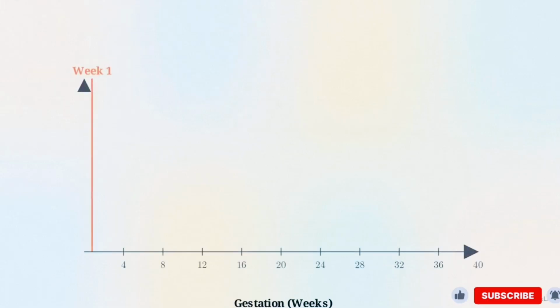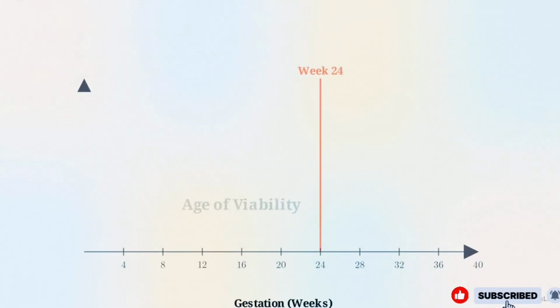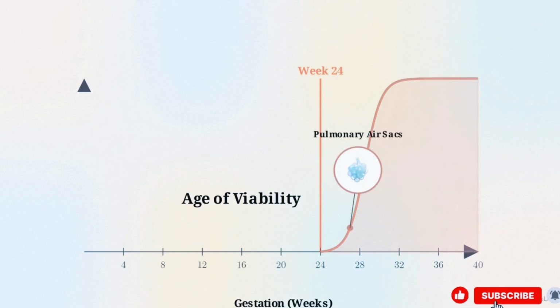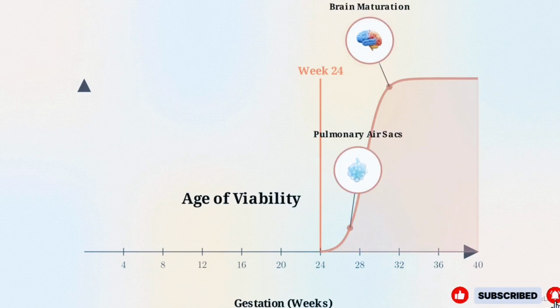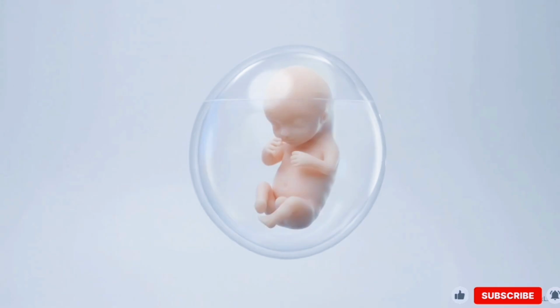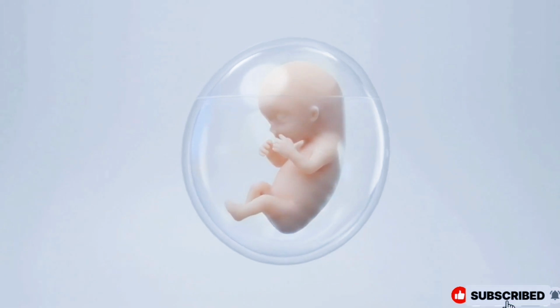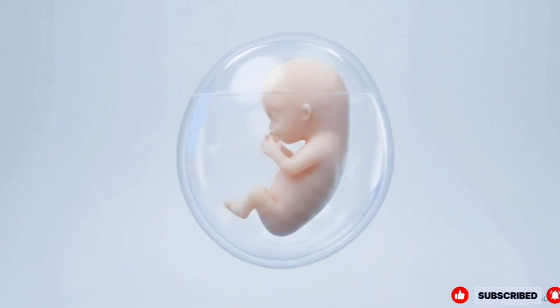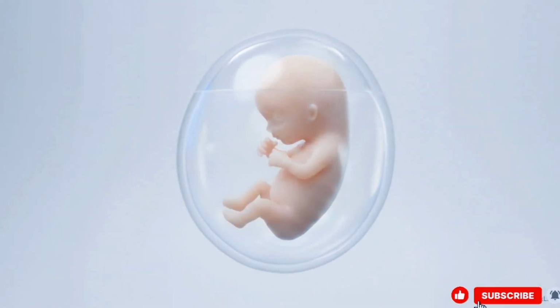This animated timeline highlights a critical threshold reached around week 24, the age of viability. Because pulmonary air sacs form in the lungs and critical brain structures mature, survival outside the womb becomes theoretically possible. Over these few weeks, the fetus transitions from an isolated, developing structure into an active, sensing, responsive being.